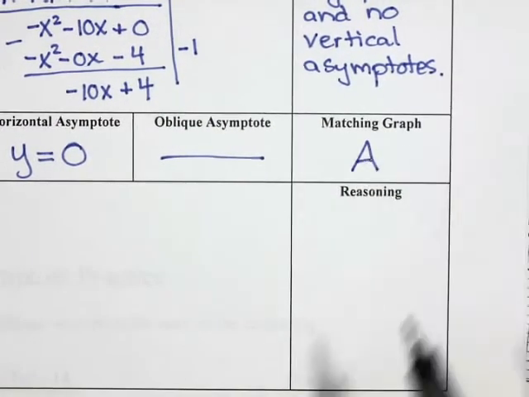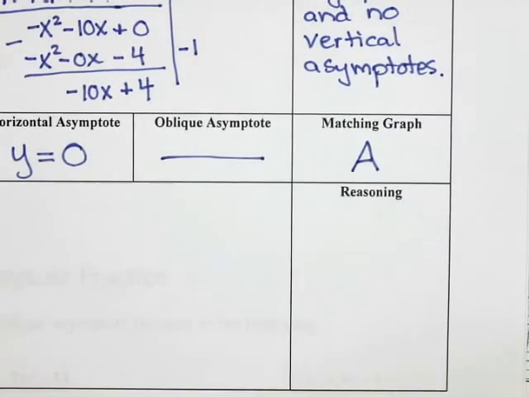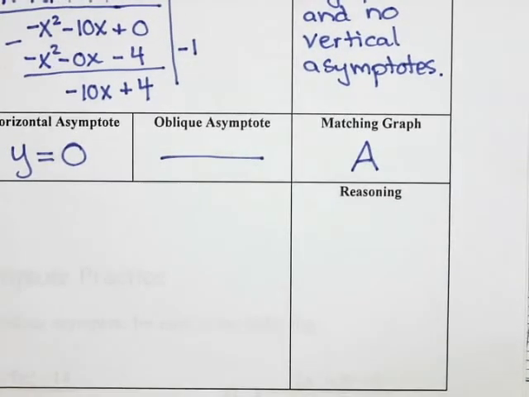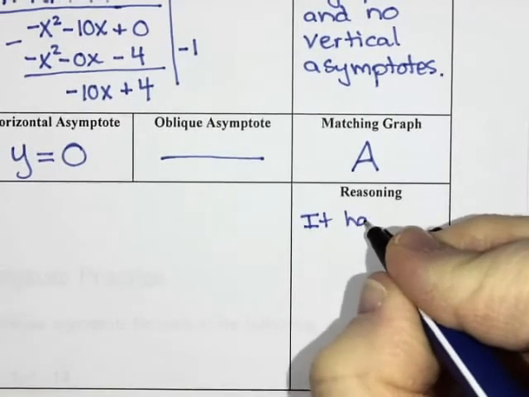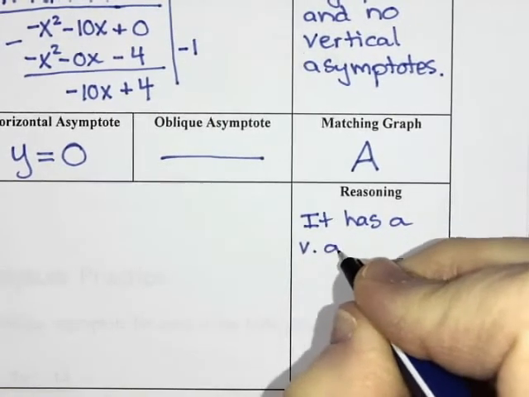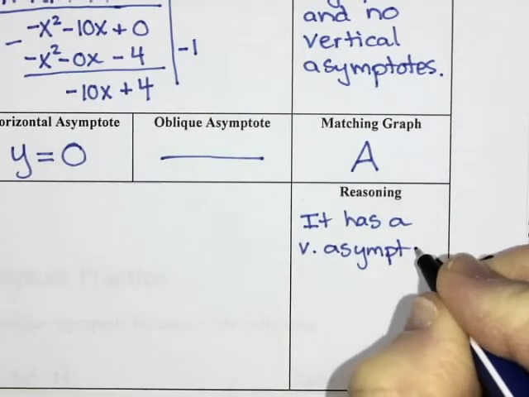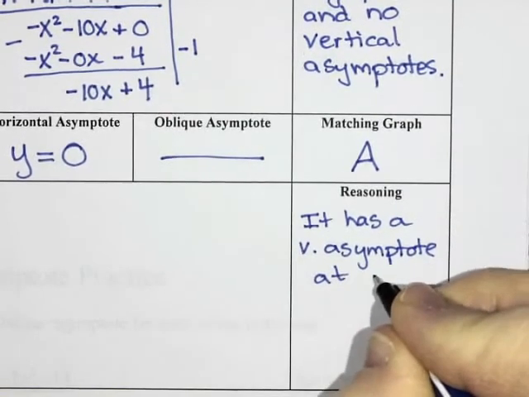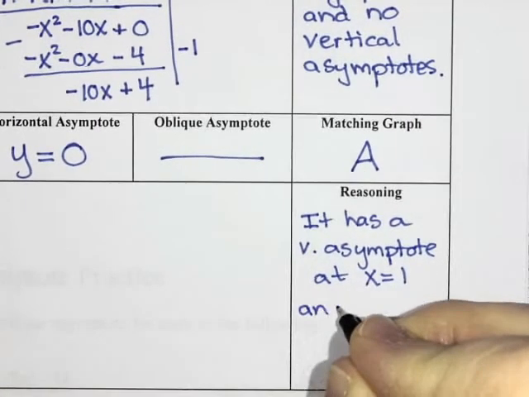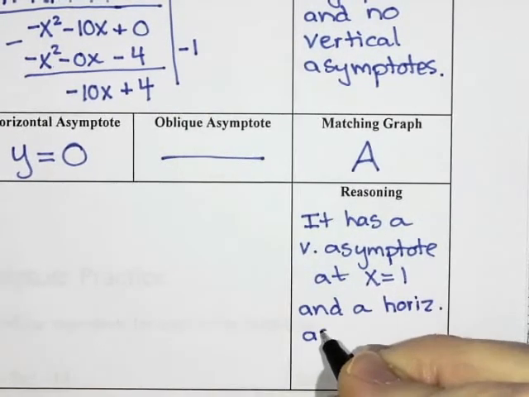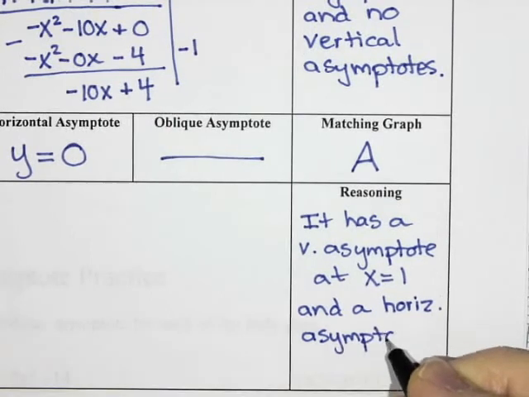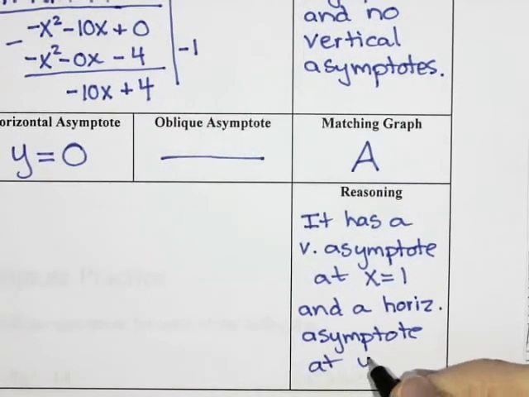We are not just going to say that the reason is that it's the last graph left. Anytime you're writing something, you want to make sure that you're showing me your mathematical knowledge. So I don't ever want you to write that it's just process of elimination, right? I want you to give me reasons. So I'm going to say it has a vertical asymptote at x equals 1 and a horizontal, and it was the only one actually that had a horizontal asymptote at y equals 0.